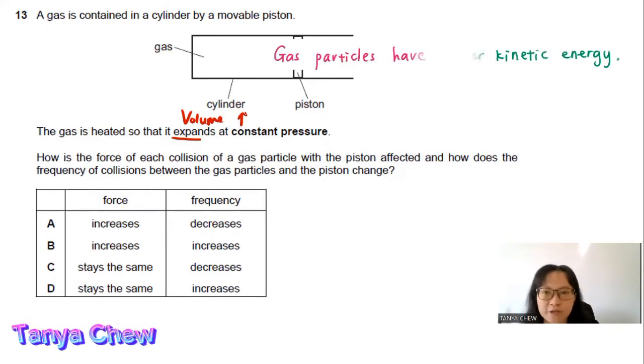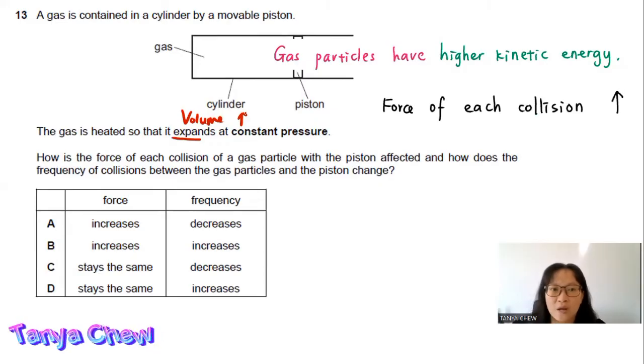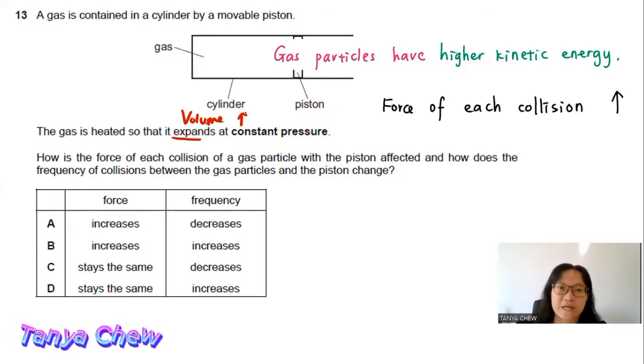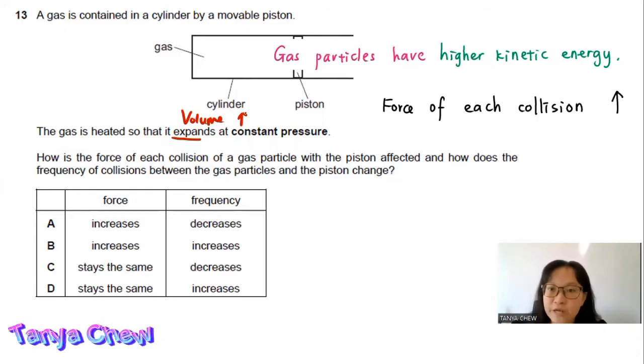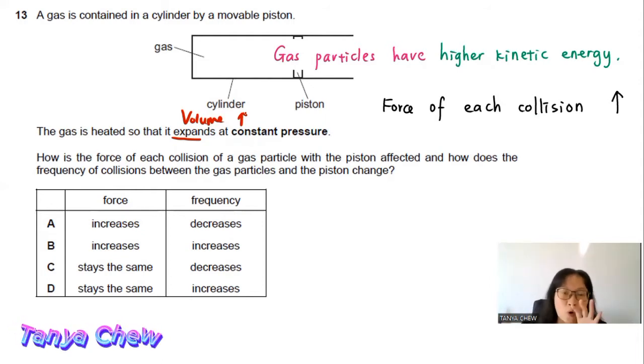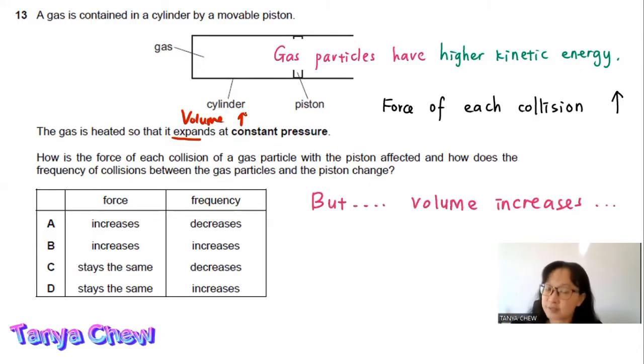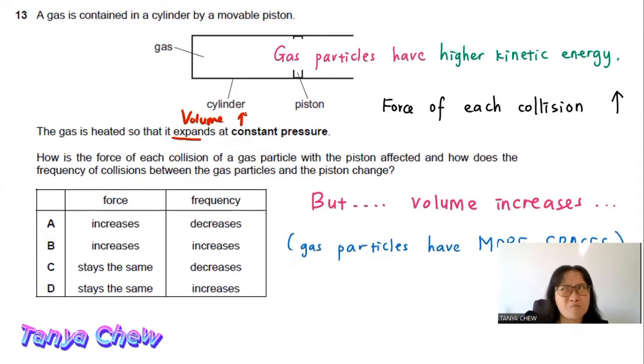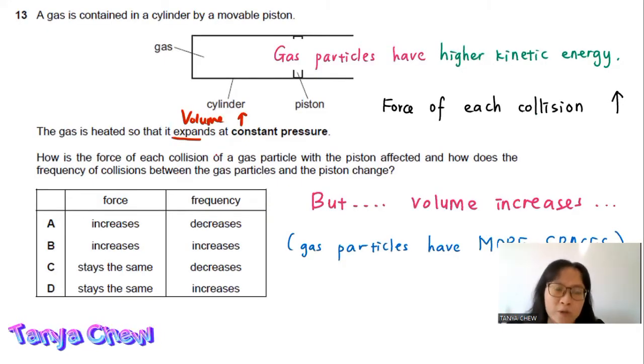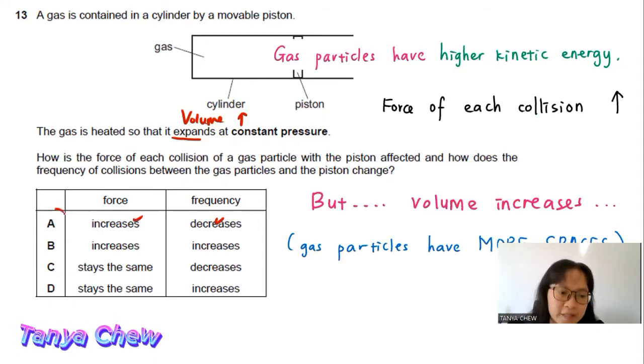So when they have more space to move about, they would not collide that often. So this is my answer. Gas particles, when the gas is being heated, their kinetic energy will rise as well. So force of each collision will have to increase because they have higher kinetic energy, so they can do more work on each other. Therefore, force of each collision increases. But since the volume increases, they have more space to move about, so they would not collide as frequently. Yeah, so A is the answer.